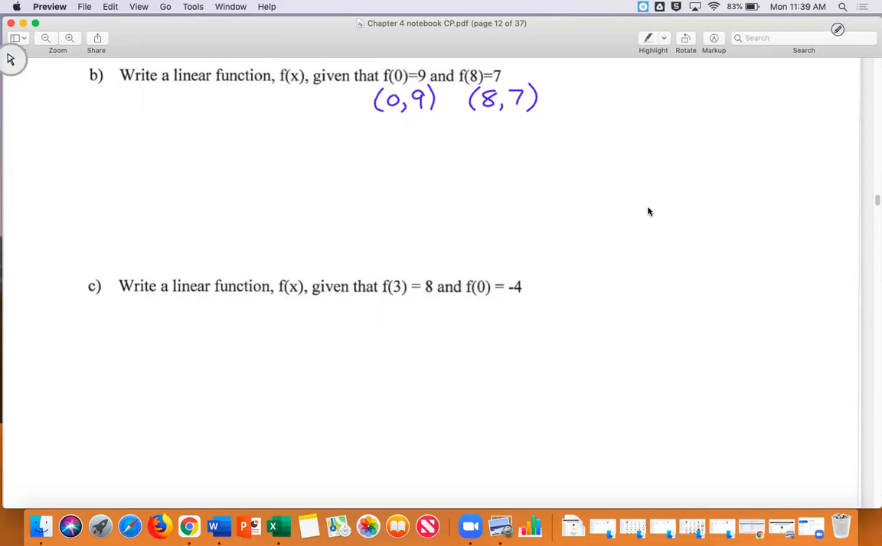Step number 1, label. So I have 2 points, so I need to label it x1, y1, x2, y2. Step number 2, write equation. Now the equation I need to write is my slope equation.